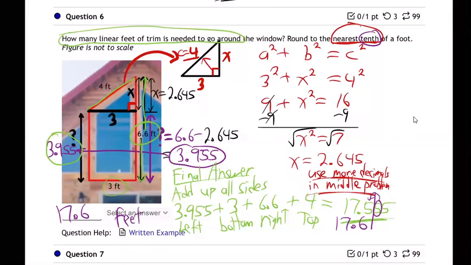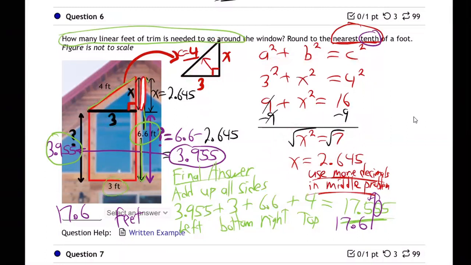feet. So recapping on that one, what did we have to do? The whole deal was we had to find the left side. The left side was the hard part. And how did we find the left side? We had to draw a line straight across and then make a right triangle. 3 was the bottom. This was 4. So then I made the right triangle over here. Pythagorean theorem, a squared plus b squared is c squared, found x.